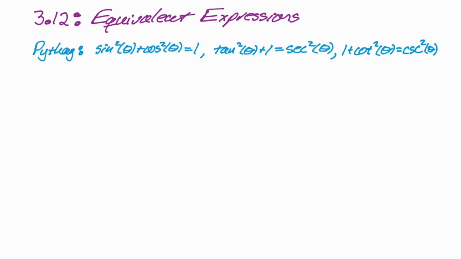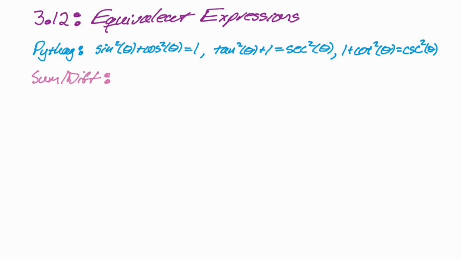You could say that secant squared minus tan squared is equal to 1. These are the equivalent expressions that they're referring to. So you can replace any sine squared you see with 1 minus cosine squared, etc. You also are required to know the sum and difference formulas for sine and cosine.